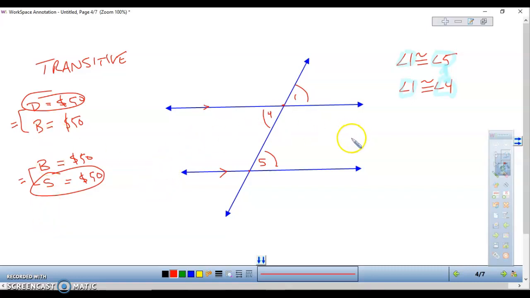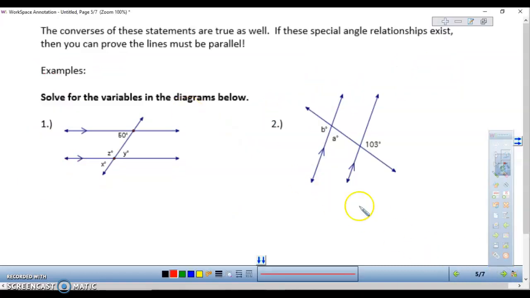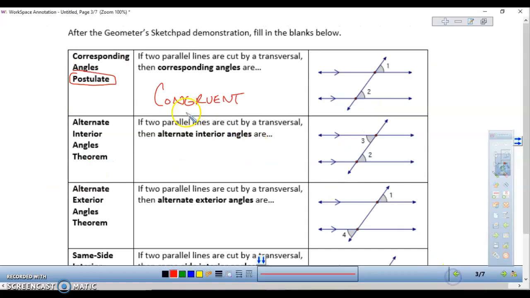All right? So by this understanding, if angle 1 is congruent to angle 5 and angle 1 is congruent to angle 4, we can deduce that angle 4 must be congruent to angle 5. And we could prove that by using this reasoning, this logic, and angle 4 and 5 are alternate interior angles. So we're able to prove that if parallel lines are cut by a transversal, then alternate interior angles would also be congruent.